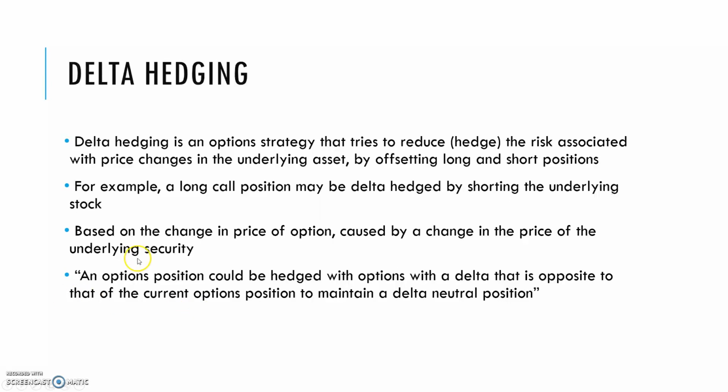And then we found another source that was helpful here. An options position could be hedged with options with a delta that is opposite to that of the current options position to maintain a delta neutral position. So this is basically saying it helps you offset the risk.